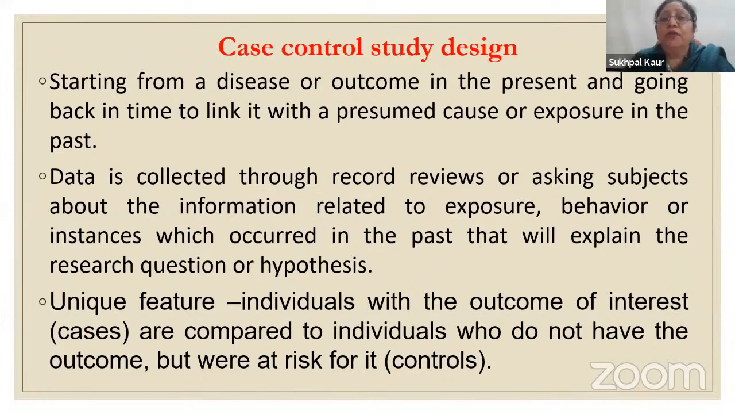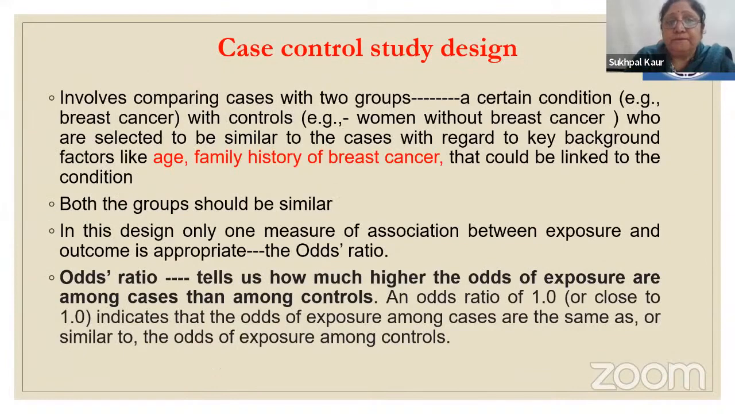And data is collected through record reviews or asking the subjects about the information related to the exposure, behavior, or any other instances which have occurred in the past that will explain the research questions or the hypothesis. The unique feature of the case control study is that individuals with the outcome of interest, which are called the cases, are compared to the individuals who do not have the outcome but were at risk for it, which are called the controls. So this is the case control study.